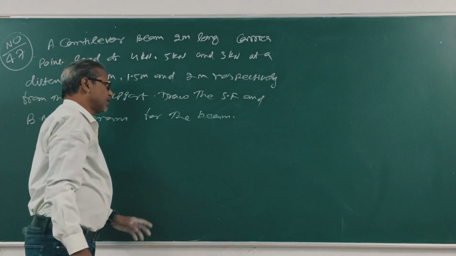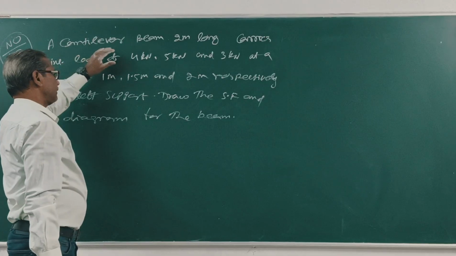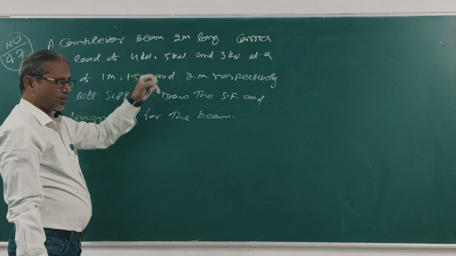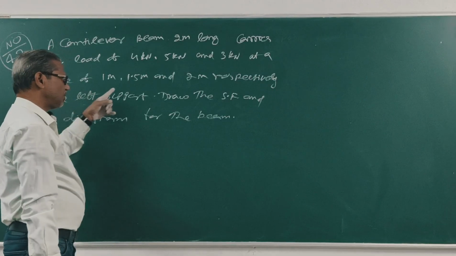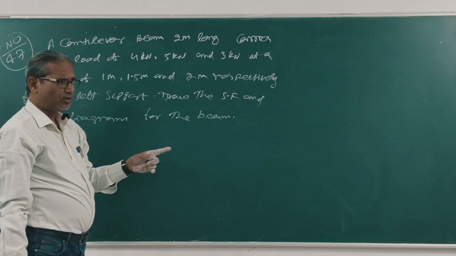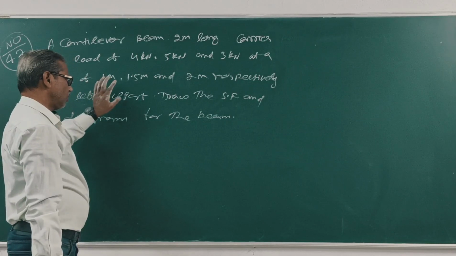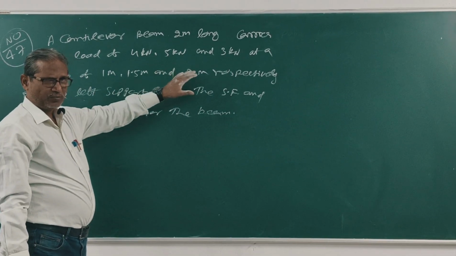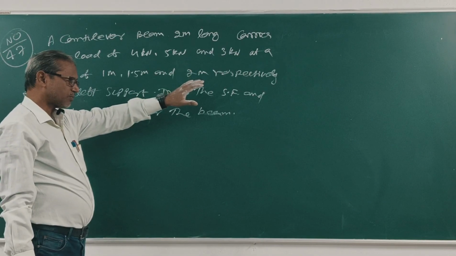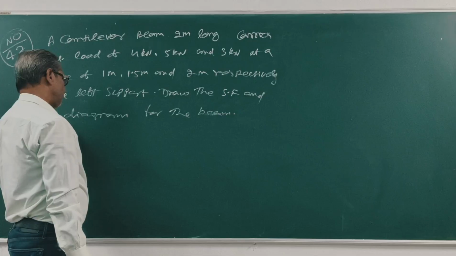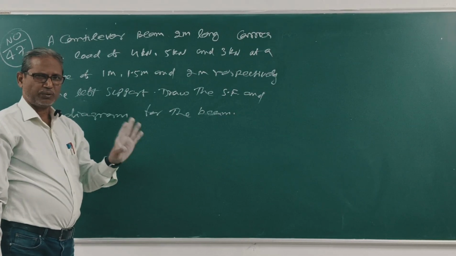Question 47. A cantilever beam 2 meter long carries 4 kilonewton, 5 kilonewton, 3 kilonewton at a distance of 1 meter, 1.5 meter and 2 meter from the left support. Draw the shear force and bending moment diagram for the beam.